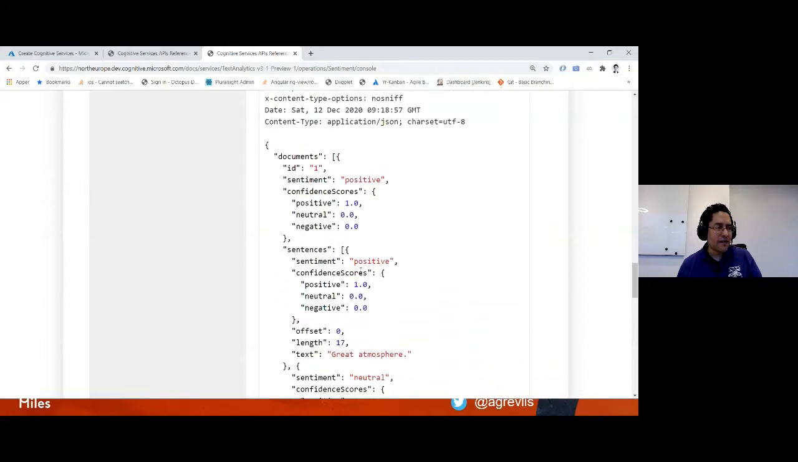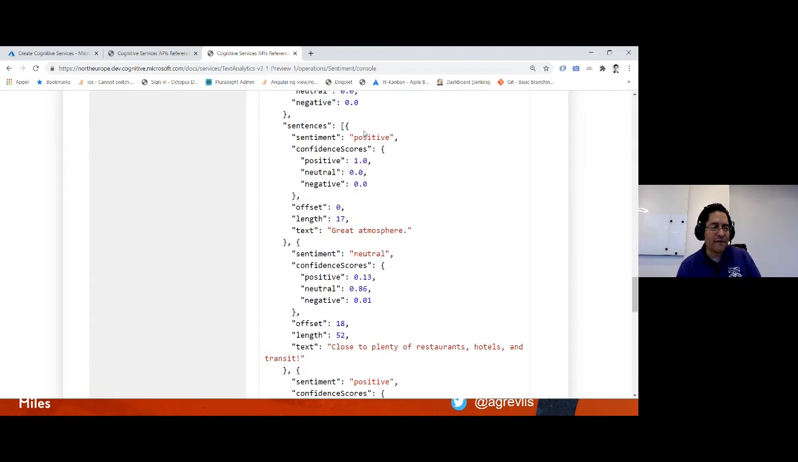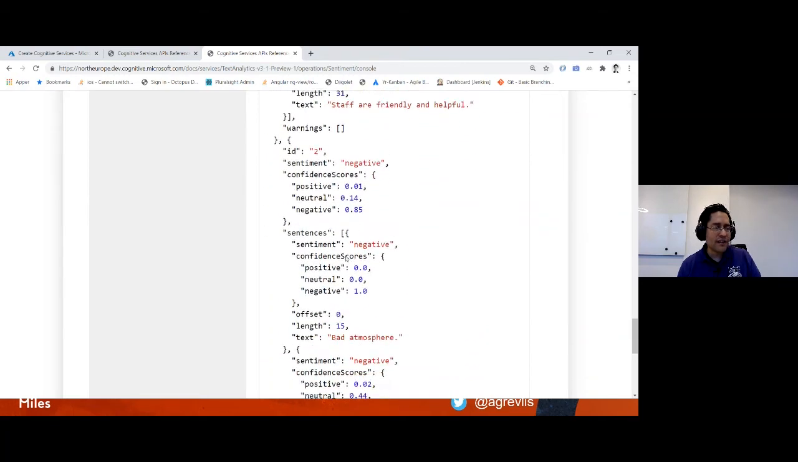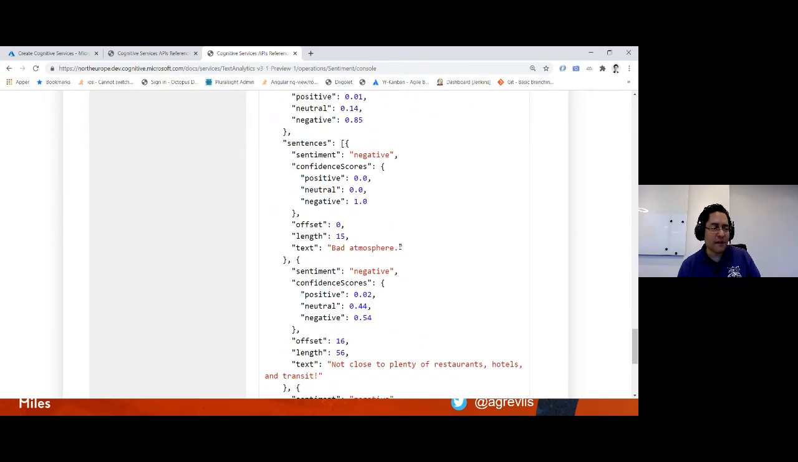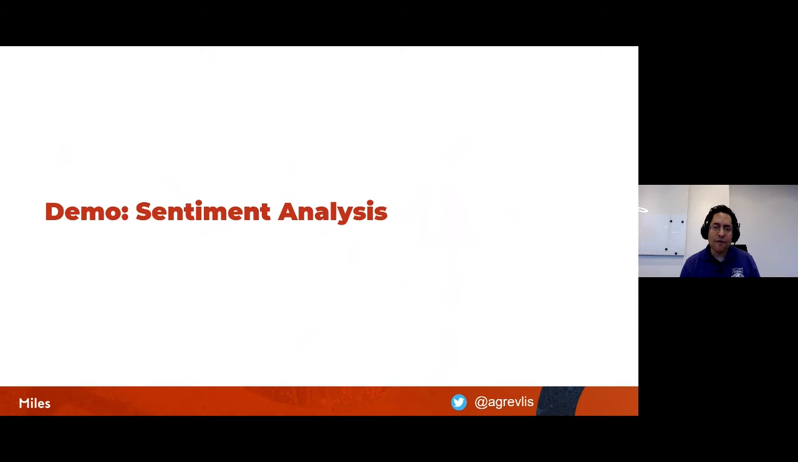we get the documents back, where we can see that the first document gets an overall sentiment of positive, and then it goes into detail for each sentence in that first review. Great atmosphere, for example, gets a positive sentiment. Close to plenty of restaurants gets a neutral sentiment. For the second review, it gets an overall sentiment of negative, and then it also goes into detail: for the first sentence, bad atmosphere is negative, and so on. That's also an example of how you can determine emotion facts in your solution.